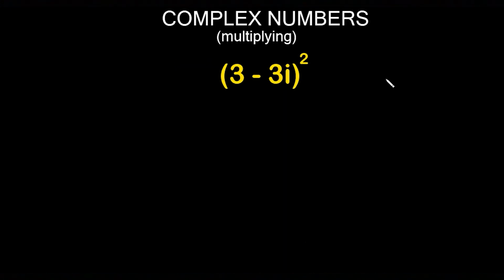So here's my next example. And again, a common mistake that I see a lot of students make is they take this exponent of 2 and try to apply it to both terms inside the parentheses here. That is not correct. What you have to do here is multiply out two binomials. So for example, you're going to do 3 minus 3i times 3 minus 3i, okay? So again, that's the proper way of doing it.